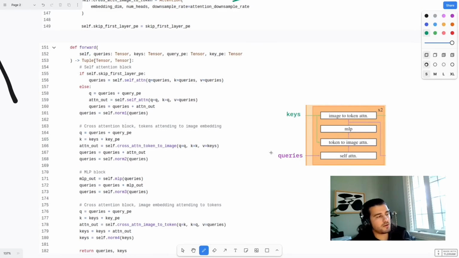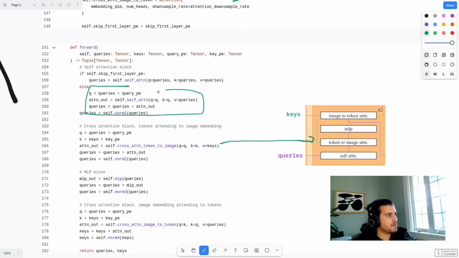So this is our prompt stuff that goes there, and then this is our keys that are going over there. So this is the cross attention block. Token to image is this one, and you see we're giving both the keys and queries over here. And then the self-attention, we have given it over here or there, depending on if we skip layer, whatever. So this is happening over here.